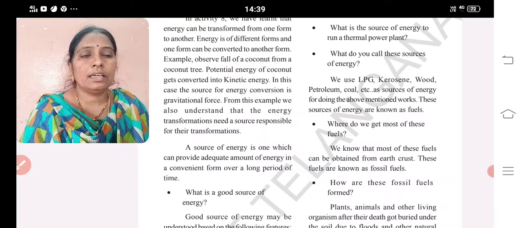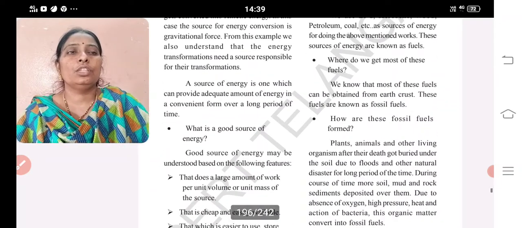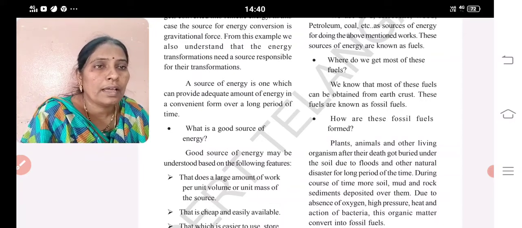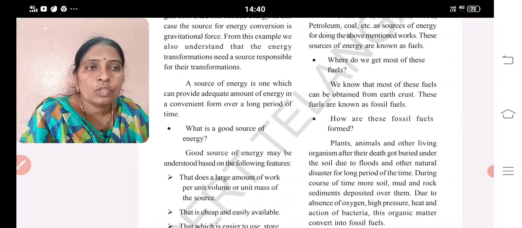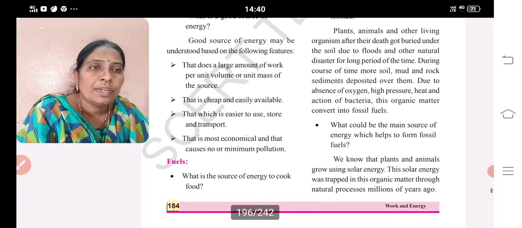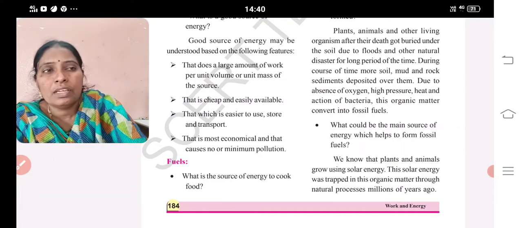Plants, animals and other living organisms, after death, got buried under the soil due to floods and other natural disasters for a long time. During the course of time, more soil, mud and rock sediment deposited over them. Due to absence of oxygen, high pressure, heat and action of bacteria, this organic matter converts into fossil fuels. What could be the main source of energy which helps us form fossil fuels? We know that plants and animals grow using solar energy. Solar energy was trapped into organic matter through a natural process millions of years ago.